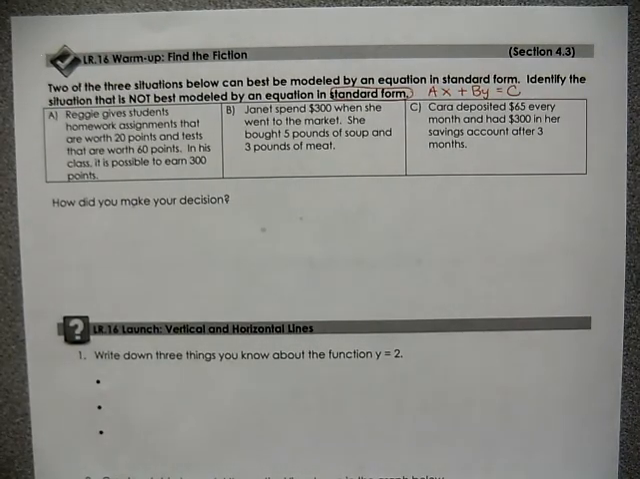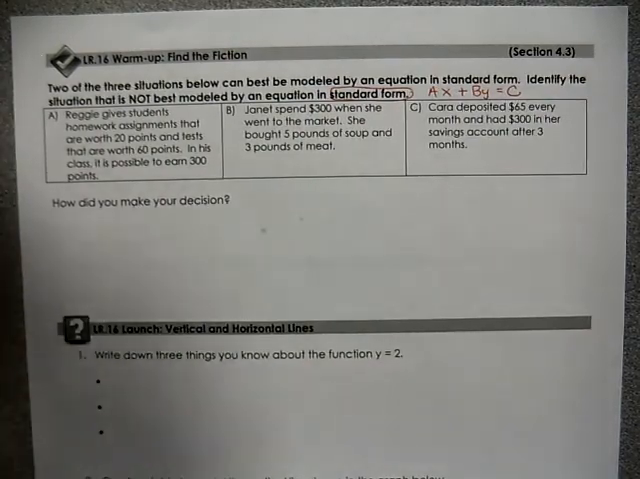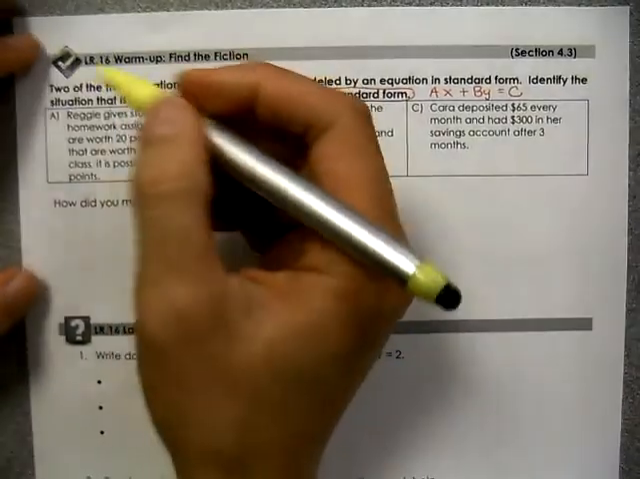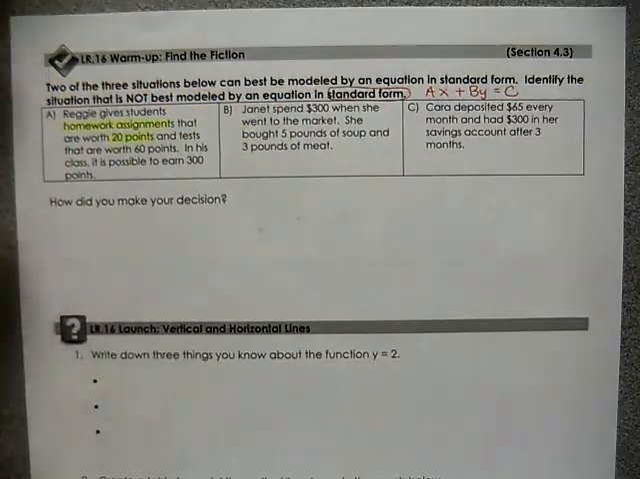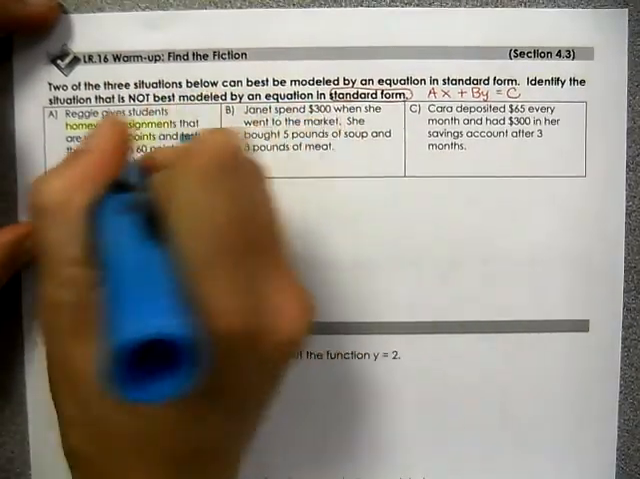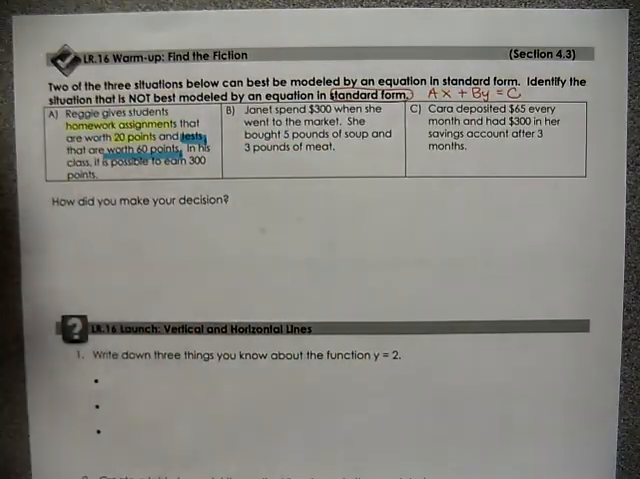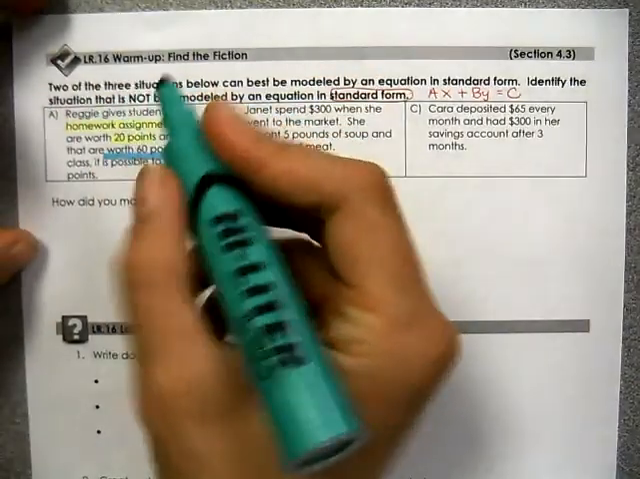Now that you've attempted the warm-up on your own, I want to talk through my thought process as I'm thinking through these different scenarios. So the first one says, Reggie gives students homework assignments that are worth 20 points and tests that are worth 60 points. I'm just going to highlight as I go. So homework assignments are 20 points. I know tests are worth 60 points. And then I see that I have this total, and I'm going to box in a total.